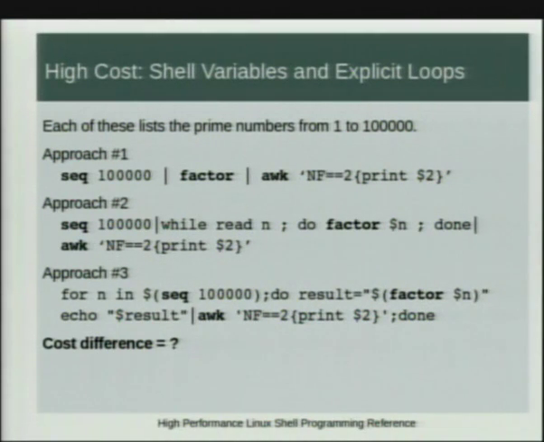Here's an example. Each of these approaches lists the prime numbers from 1 to 100,000. And as you know, finding prime numbers is a computationally intensive task. Each one of those approaches will work. And a lot of times the programs I used to write are like approach number 3. Used a lot of variables, used loops and things like that. Now, let's see how that actually looks.